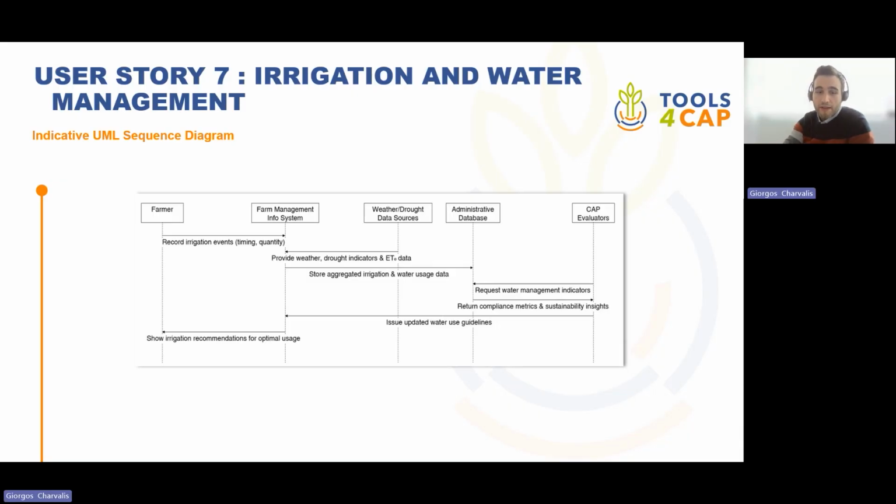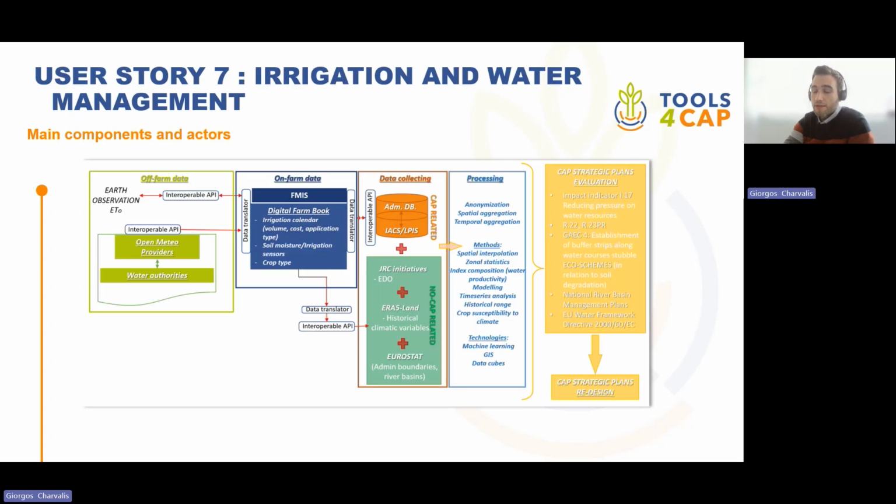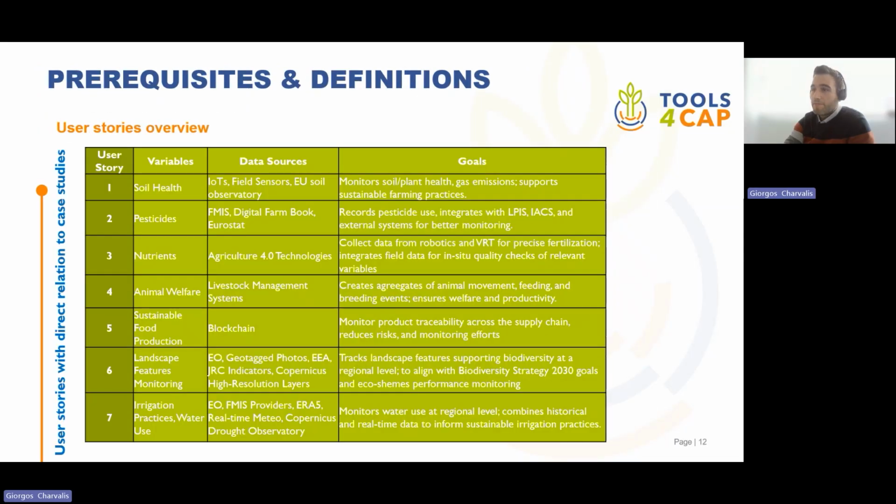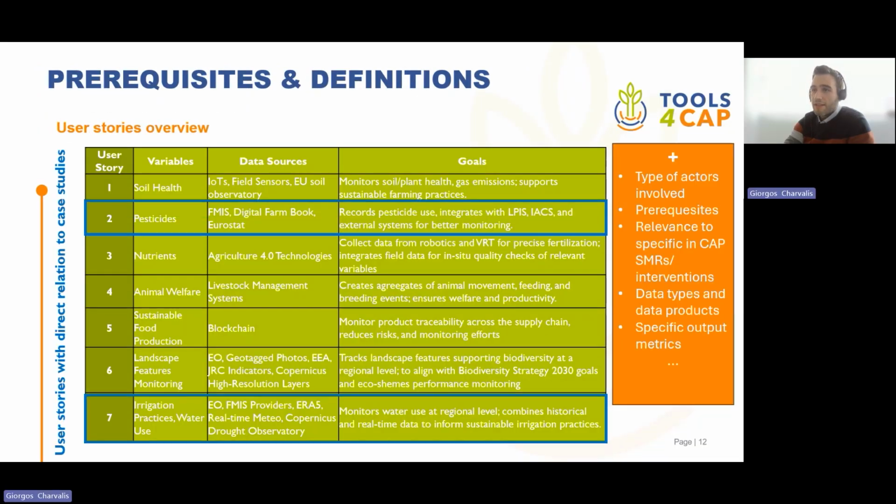And also, as we will explain a bit later, there is a visualization that is even more simplified for everyone to understand. We will see those three user stories soon, regarding soil health, pesticides, and irrigation practices, along with other information, of course.